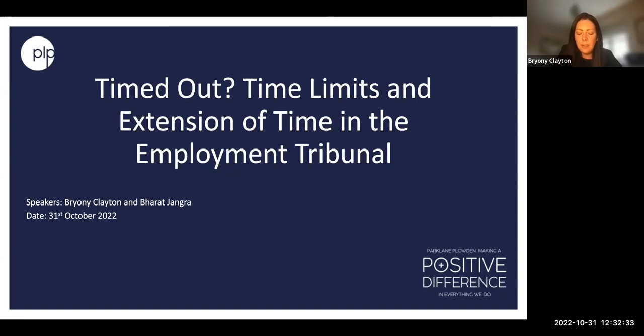And so Bharat and I are going to deal with the calculations to be done, continuing acts or conduct over time, the impact of early conciliation, the two different tests for extension of time, reasonable practicability and the just and equitable extension. We're going to look at general principles and a couple of recent cases and then finish off on practical tips. We've got an hour for this session.